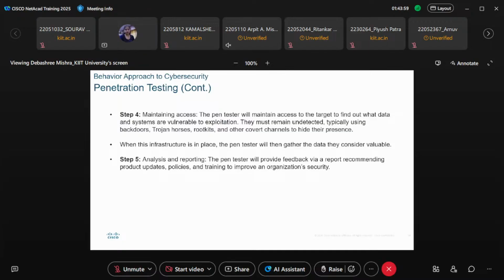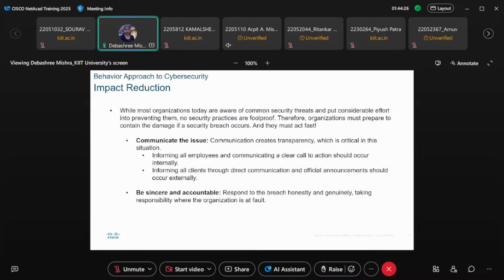Now, step 5 is analyze. We need to analyze which updates need to be done and what policies need to be implemented, and next is reporting. After doing these things, we need to report this to the organizational security team, so that in the upcoming future we can increase our security levels. All right. The next is impact reduction.